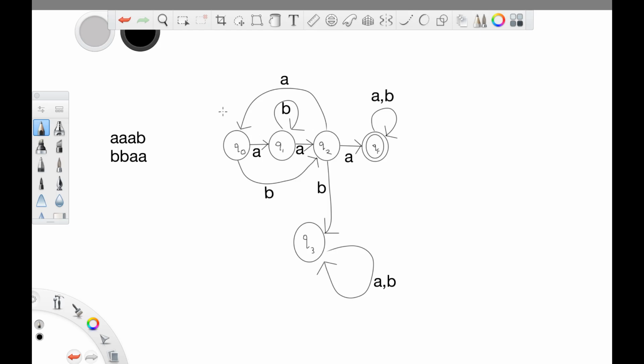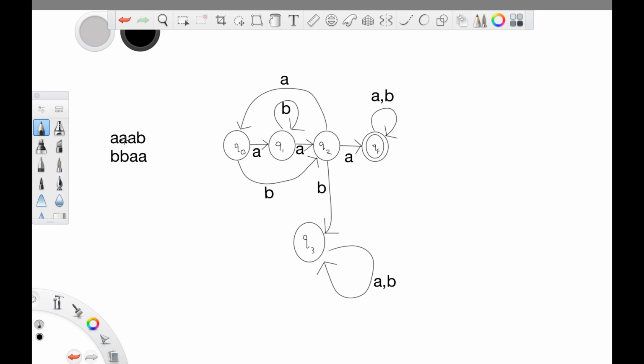Now, if we were to try and input AAAB into this deterministic finite automata, we'd be able to tell whether AAAB is part of the language that this deterministic finite automata represents. Now, if we put in an A, we get from Q0 to Q1. Another A puts us in Q2. Another A puts us in Qf, which is the finishing state, the final state. And the B puts us in Qf once again. So AAAB is a part of this language.